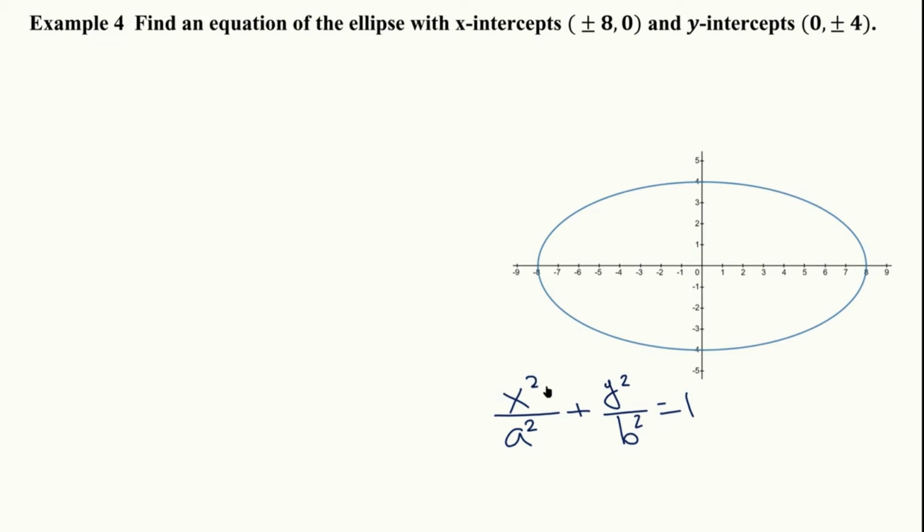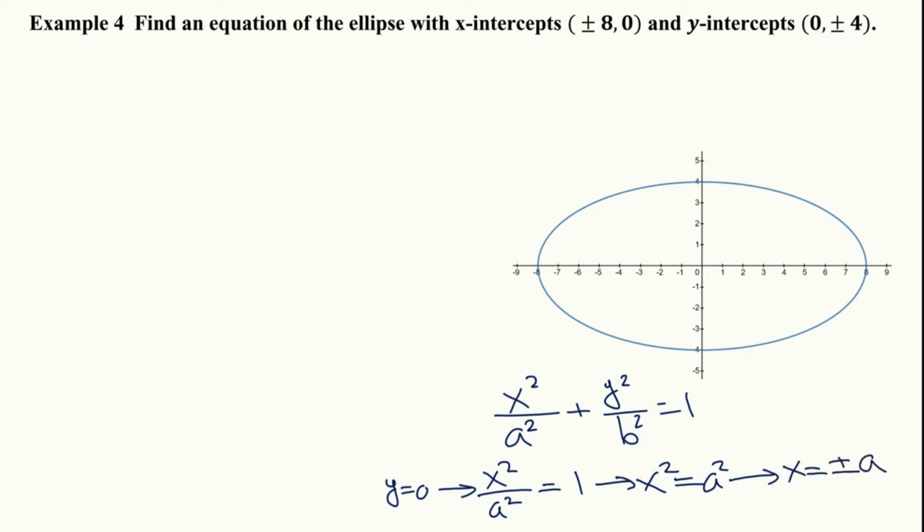That means I'm going to put the y value equal to 0, right? Remember, at the intercepts, the y value is 0. So if y is 0, I get x squared over a squared equals 1, because this fraction becomes 0. So I get x squared equals a squared, so x equals plus or minus a, applying the square root property.